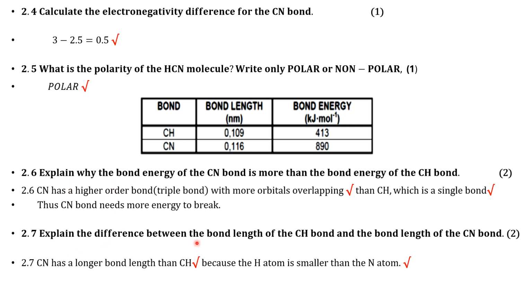2.7, explain the difference between the bond length of the CH bond and the bond length of CN bond. Right, so CN has a longer bond length than CH because the hydrogen atom there is smaller than the nitrogen atom. So if that hydrogen atom is smaller, it gets closer to the carbon than what the nitrogen can, right? So therefore CN would then have a longer bond length than CH because the H atom is smaller than the nitrogen atom. I hope that makes sense to you. Alright.